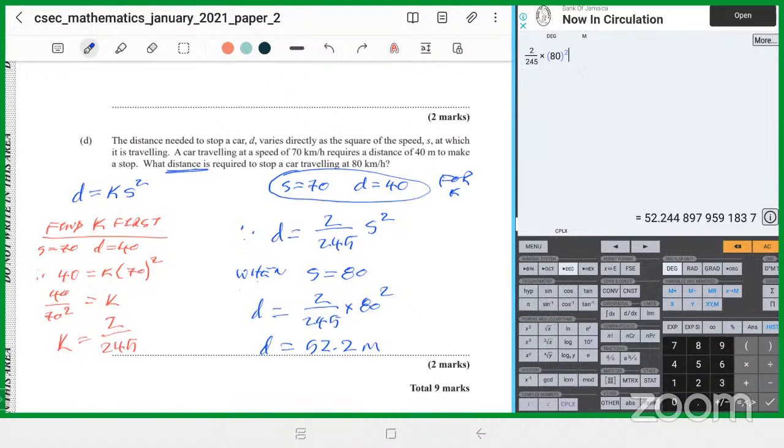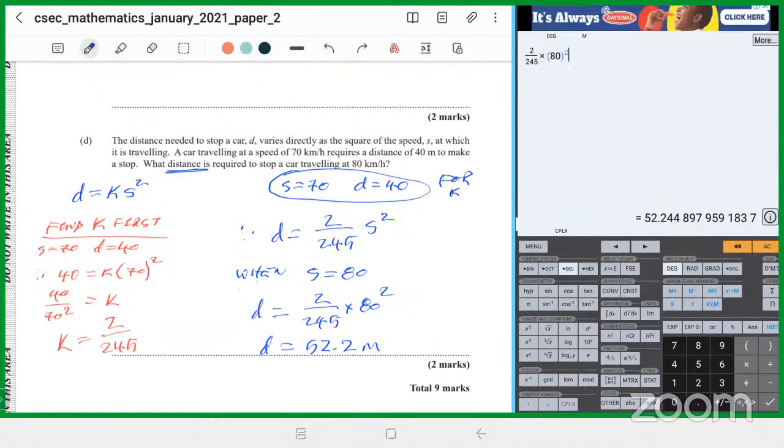And you might ask me why I only use those 3 digits? Because when you're giving answers that are not exact, if they don't ask you for a level of accuracy, you give your answer to 3 significant figures. And that is 3 significant figures right there. But that is it. Okay with that?